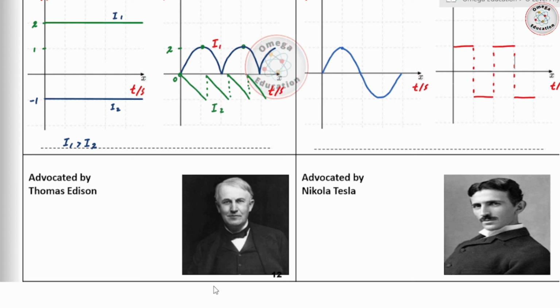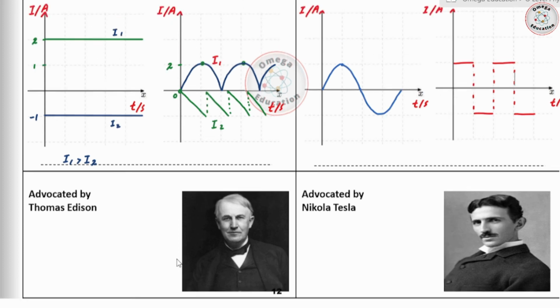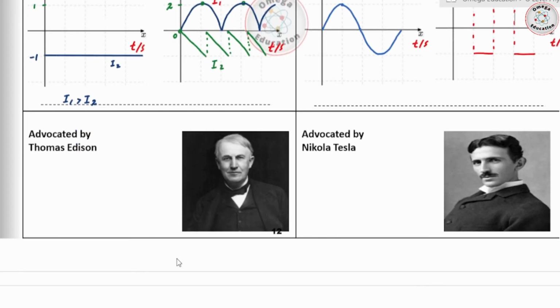So that was the difference between alternating current and direct current. Generally, you get a 2 mark question in which you have to write the differences, and also in paper 1 you get the graphs in which you have to figure out which one is the direct current and which one is the alternating current.